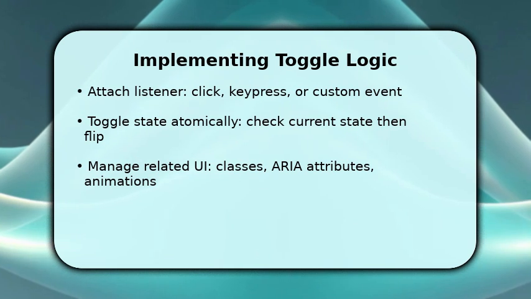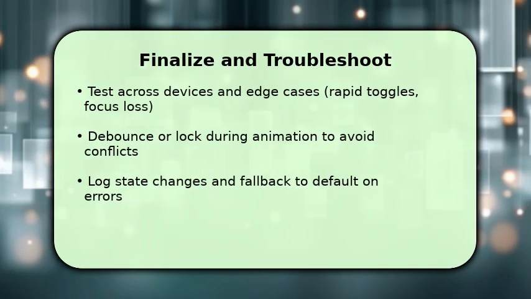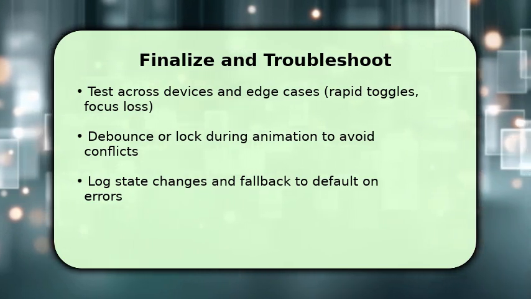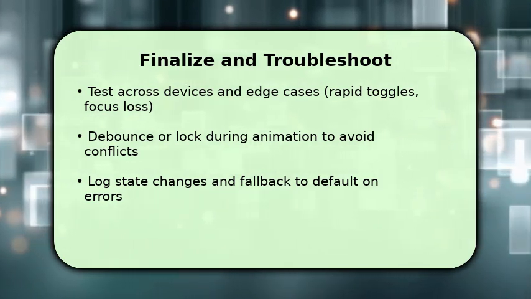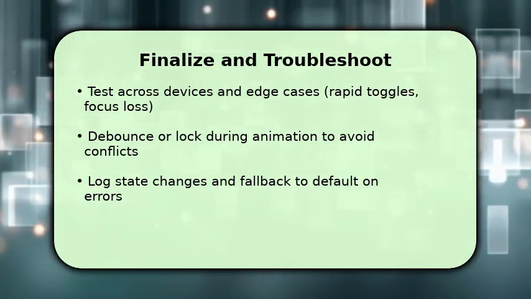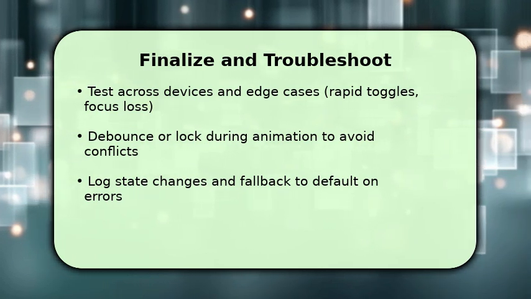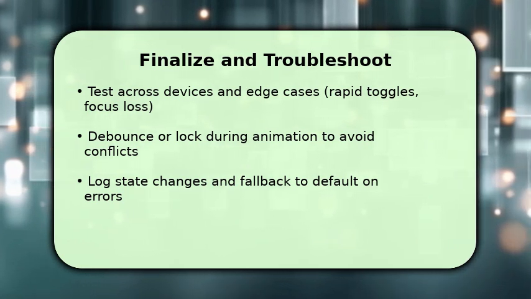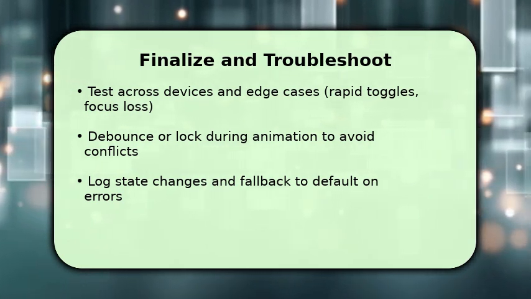Finish by validating behavior across devices and edge cases, rapid repeated toggles, focus loss, or simultaneous inputs. If toggles misfire, add debouncing or a brief lock during animations so state changes cannot collide. Make sure you log state transitions and provide a fallback to a safe default if an error occurs.